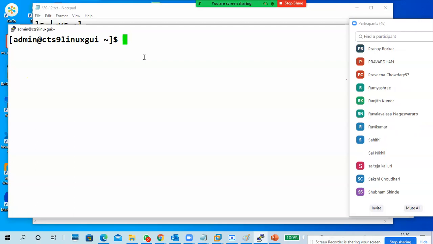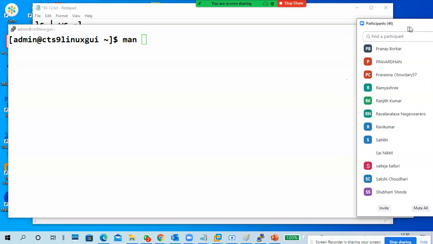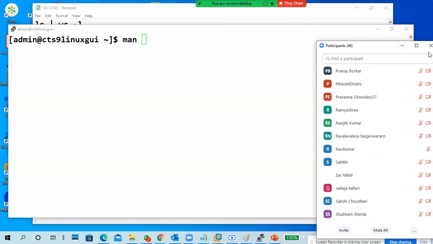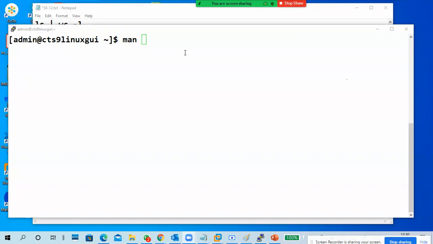One is man. Man means manual. Like when you buy any product, you get a manual, right? In the manual you see what the product is, what things are there, how to use it, and what each option is. It is the same thing as a manual, in Linux. Man is a manual. You can search in the manual about a particular command.